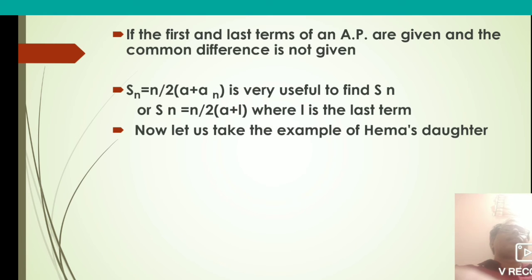Now, let us take the example of the mass starter. So we have to find the amount at her 21st birthday.